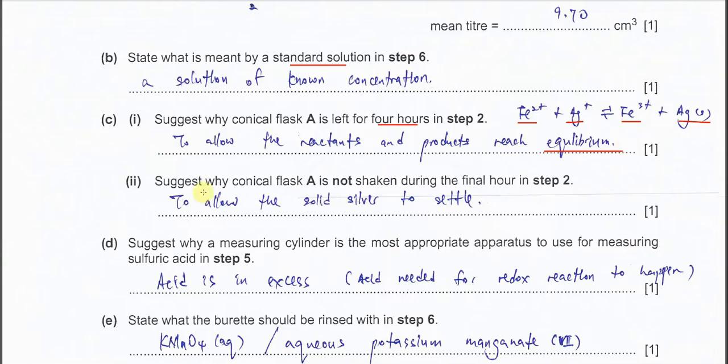Okay, part 2. Suggest why conical flask A is not shaken during the final hour in step 2. After the 4 hours, 1 hour we use to settle the solution, because in this reaction it will form the silver particle. Silver ion will form the silver particle, so it will be reduced to silver particle. Then the final hour we use to let this solid silver settle.